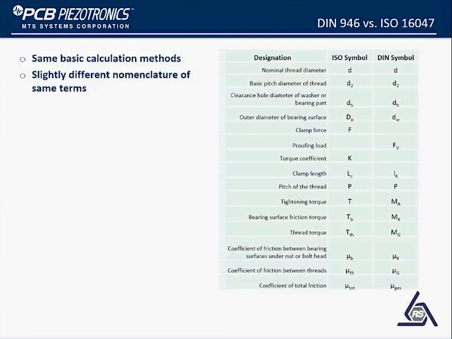DIN 946 and ISO 16047 are doing basically the same thing. DIN was the original standard. ISO borrowed heavily from DIN and did rename some of the nomenclature. What you see here is an attempt to explain the differences between the two, but we're talking about the same basic things, and the calculation methods for the frictional coefficients are essentially the same.